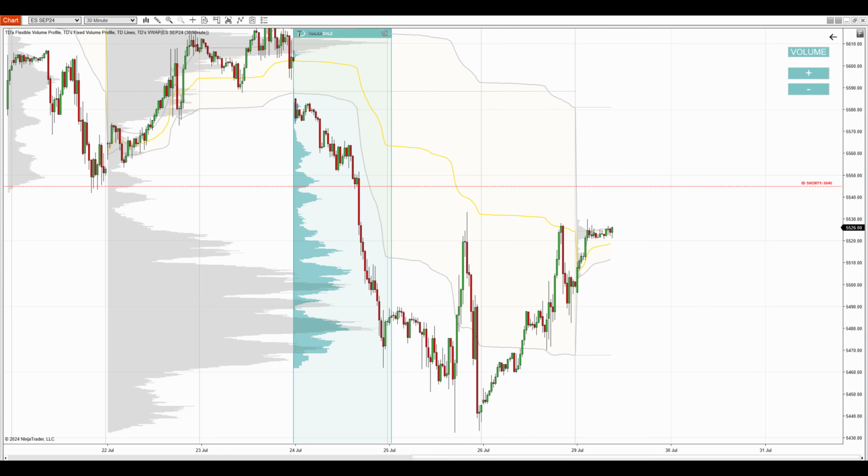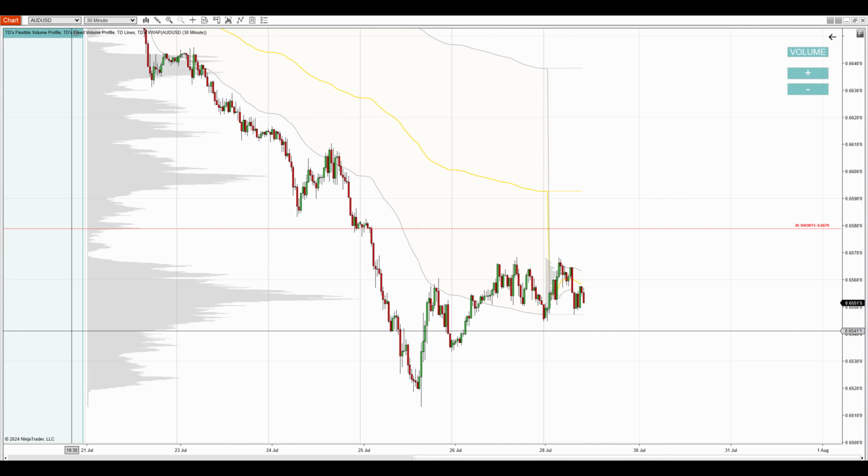Let me now go to the next trading idea, which will be on the Australian dollar, US dollar. This is a 30-minute chart. And in here, there is the same volume profile setup as I was just showing you on the ES.